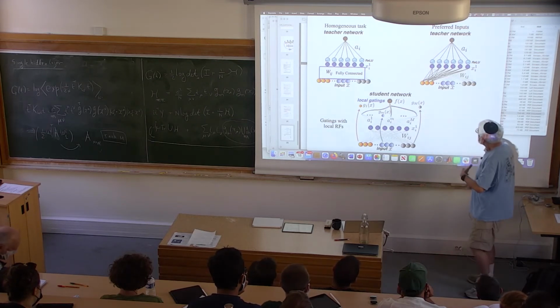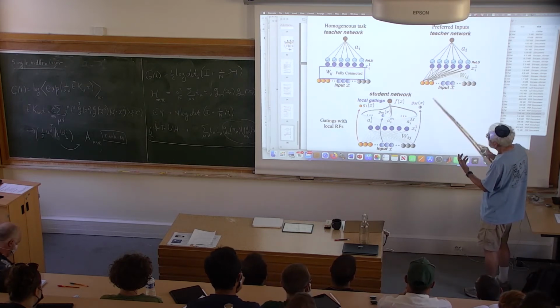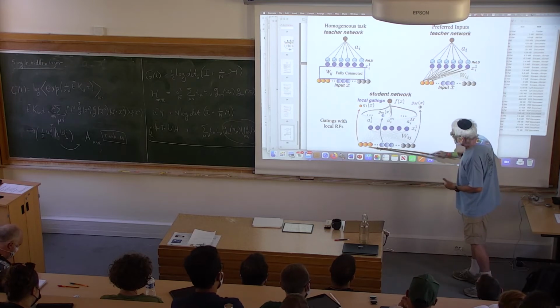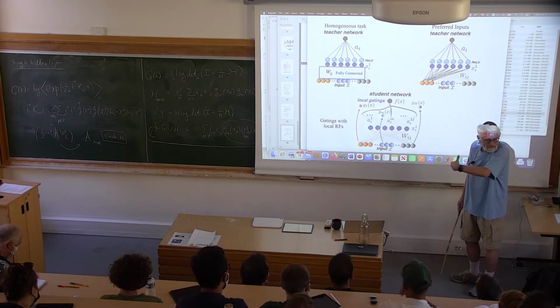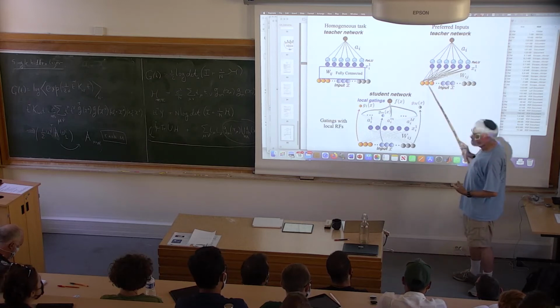So the question is, will learning of the W use the localization of the gating to discover the fact that in this case, this is the important part.